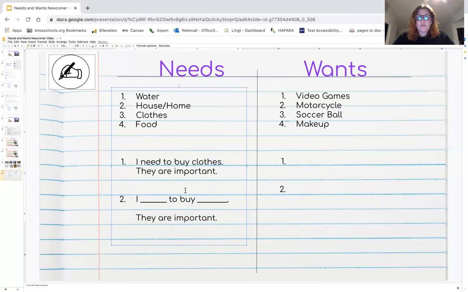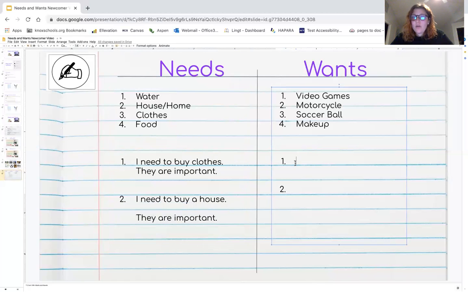You do number 2. I need or want to buy a house, food, clothes, or water. They are important. Take a minute and fill in your sentence. Good job. I'm going to say, I need to buy a house, right? Houses are important. They are important. Good job.